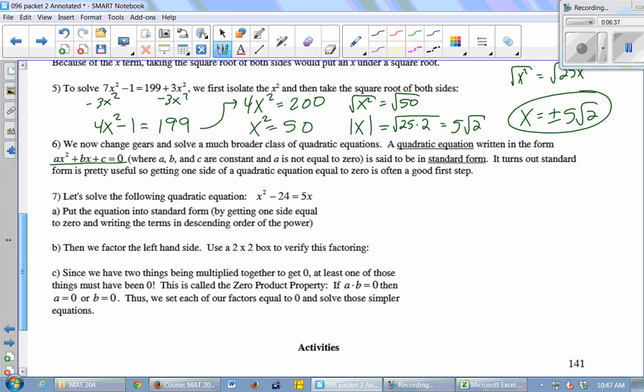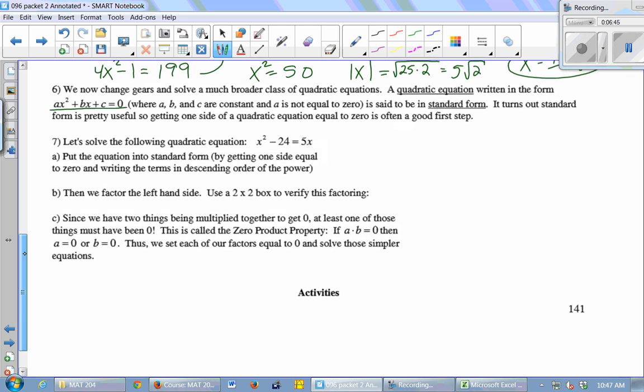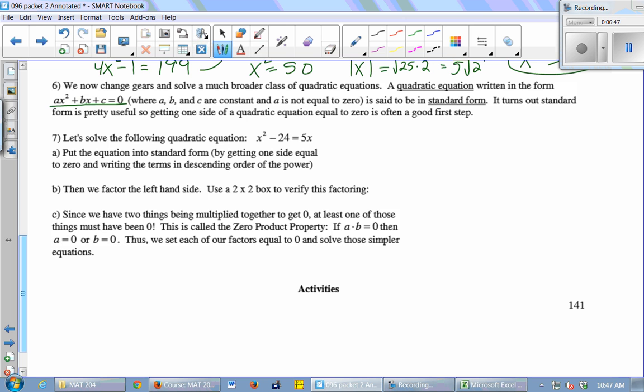All right, so it turns out that this standard form is pretty useful. So we want to get one side of the quadratic equal to 0. That's usually a good first step. So I'm going to solve x squared minus 24 equals 5x. I would like one side to be 0. So what should my first step be? Subtract 5x. Okay. So I'm going to have x squared minus 5x minus 24 equals 0. And I put the 5x in the middle. I can put it anywhere I want, but I like it there because I like it to go x squared, x, constant.